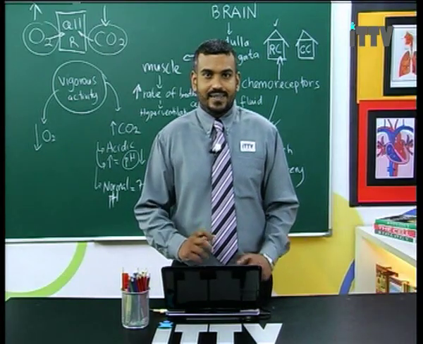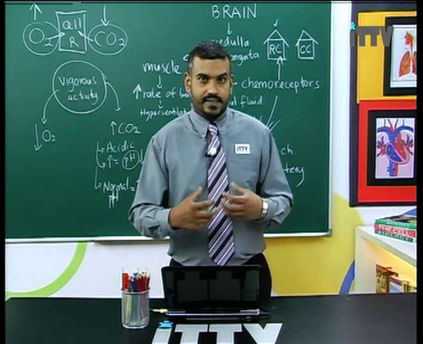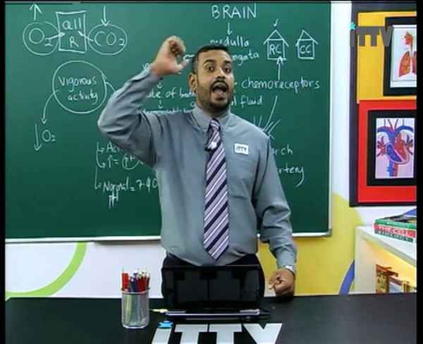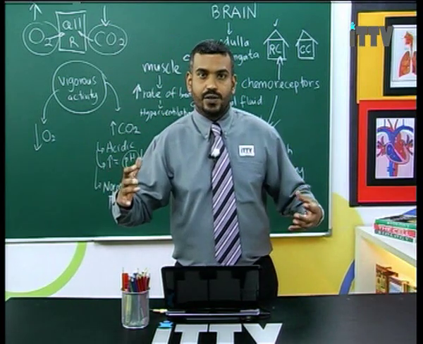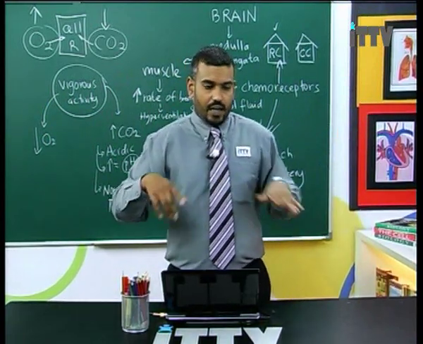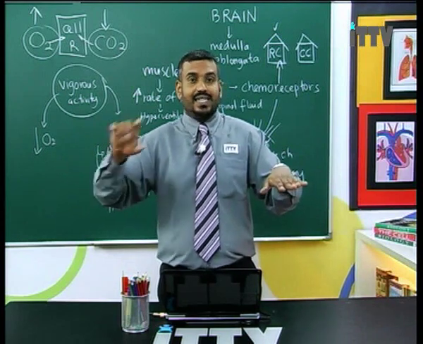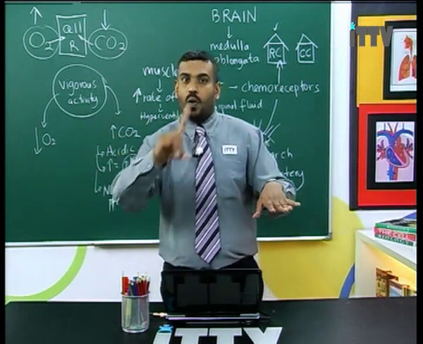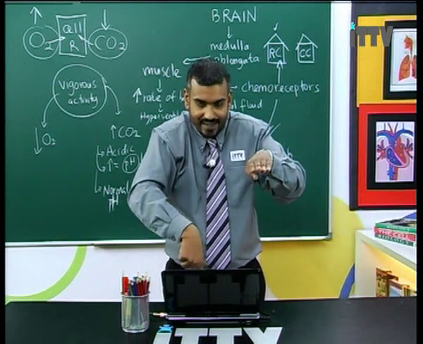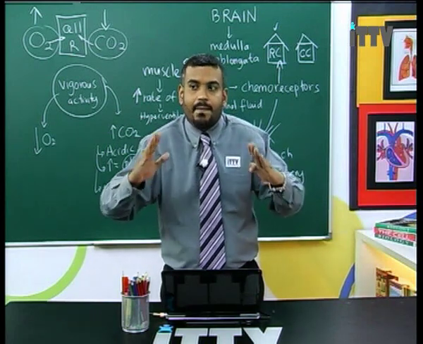Now dear students, there is one more fact that I've got to tell you. Sometimes when you are climbing up a mountain, for example, or you are at very high altitudes, the atmospheric pressure will drop. We saw this previously. I told you that the atmospheric pressure at sea level is 760 millimeters of mercury or 1 atm. As you go up, the air pressure will drop. As you go down, the air pressure will increase. Correct or not?